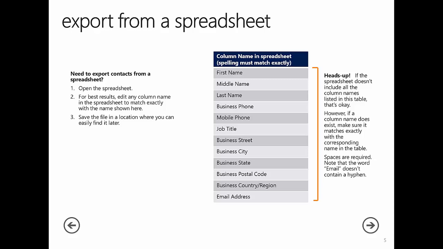If the spreadsheet doesn't include all the column names, that's okay. But if a column name does exist, make sure it matches exactly with the corresponding name in the table. Spaces are required. Note that the word email does not contain a hyphen.